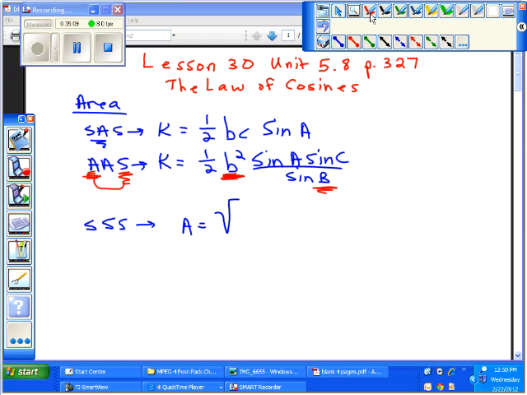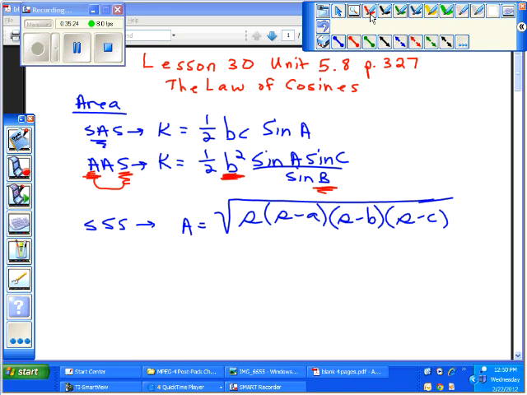And so we have area is equal to the square root of semi-perimeter times semi-perimeter minus side A times semi-perimeter minus side B times semi-perimeter minus side C, where S is equal to 1/2 of the perimeter, which is the sum of the sides A, B, C. So if you know all three sides of a triangle, you can find the area of that triangle using Hero's or Heron's formula, which is area equals square root of, we call that the semi-perimeter because it's half the perimeter, semi-perimeter times semi-perimeter minus side A times semi-perimeter minus side B times semi-perimeter minus side C. Okay?